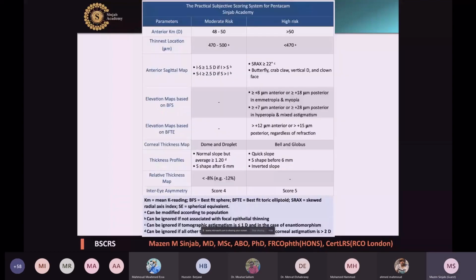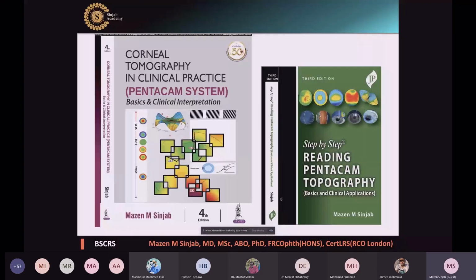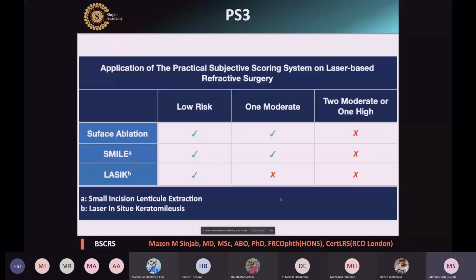This is the table, and you can go through it in detail and see the exceptions, okay? So many exceptions from considering a high risk or considering a moderate risk. If you want to read more about it, you can watch my videos or you can go to my 2 books. After I do the PS3, then I apply it to know whether the patient is okay for any type of laser-based refractive surgery or not.